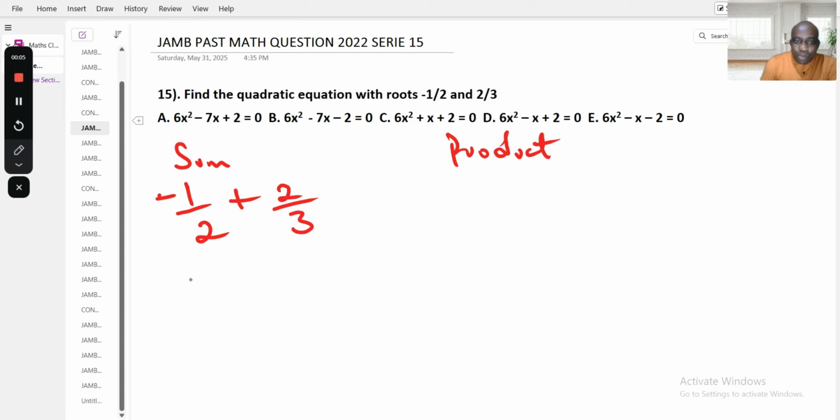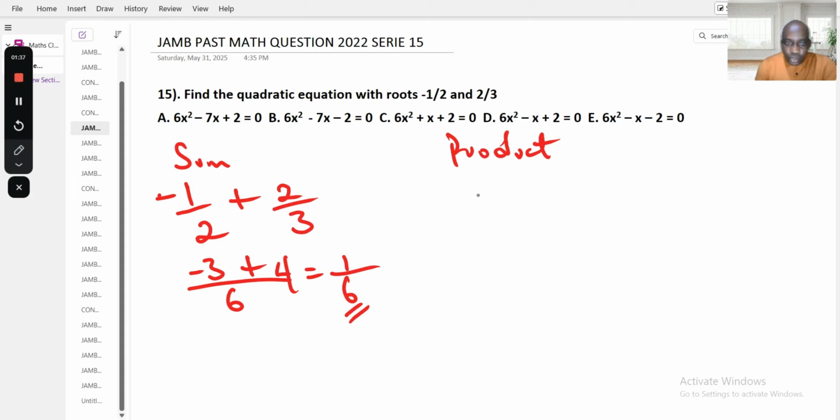What is the LCM of 2 and 3? 6. How many 2s can we see in 6? 3. 3 times −1 is going to give us −3, plus again. How many 3s can we see in 6? 2. 2 times 2 is 4. Our final answer is going to be: you have 4 naira, you are owing 3 naira, so it is going to be 1/6 for the summation.